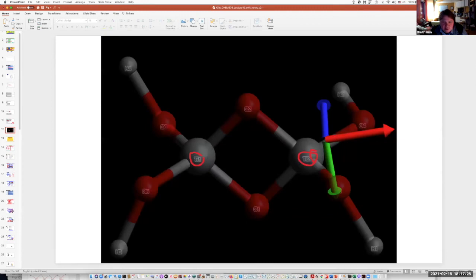Here is an example of a dimer. It's not a big deal, but just in case you feel uncomfortable, here is how it looks like. Right? So 2 titanium, 2 oxygen in between, and on the sides it's the same as the monomer.